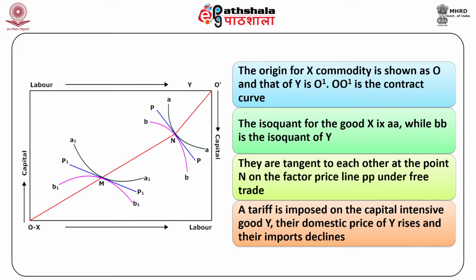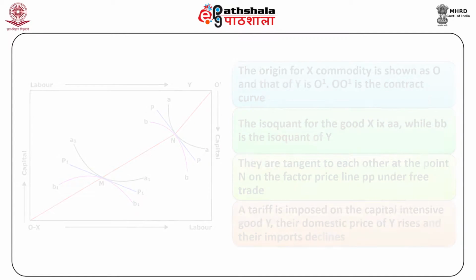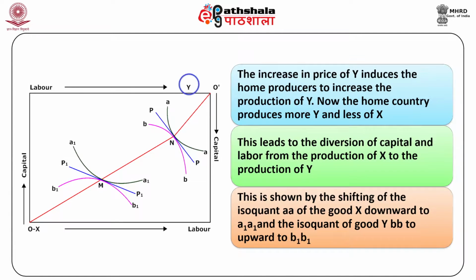The isoquant for the good X is AA, while BB is the isoquant of Y. They are tangent to each other at point N on the factor price line PP under free trade. When a tariff is imposed on the capital intensive good Y, the domestic price of Y rises and imports decline. The increase in price of Y induces the home producers to increase the production of Y. Now, the home country produces more Y and less of X.